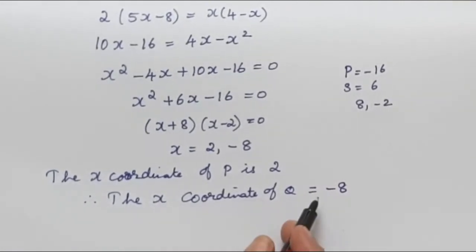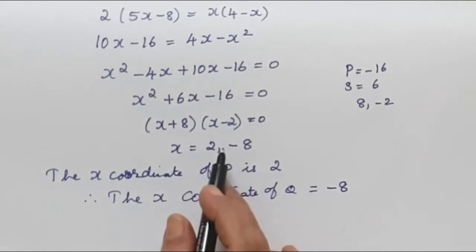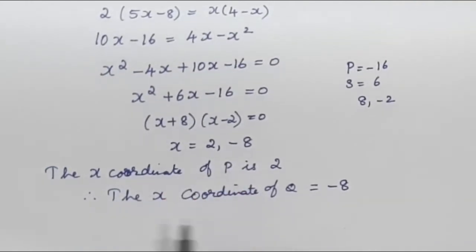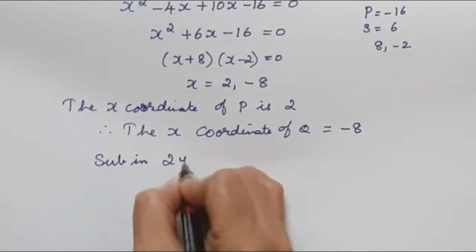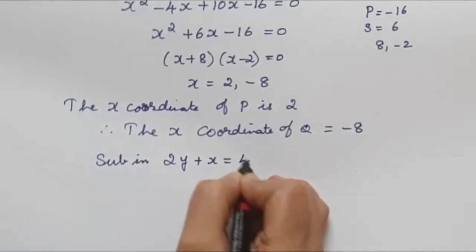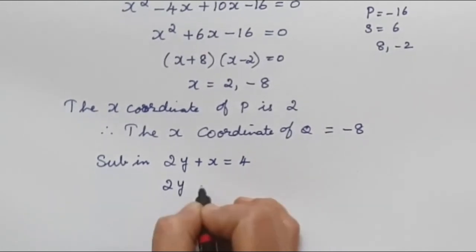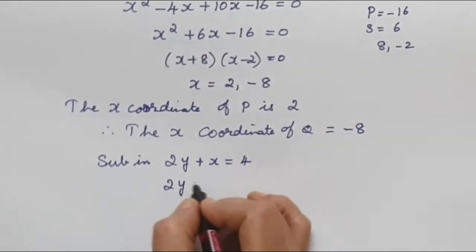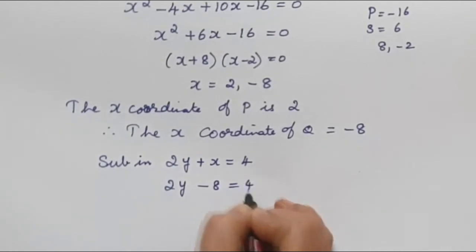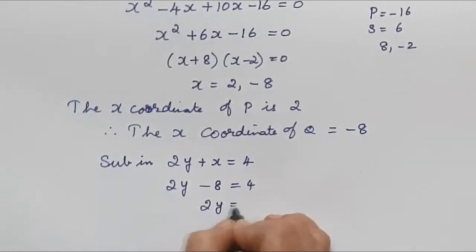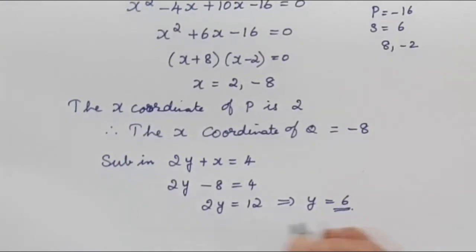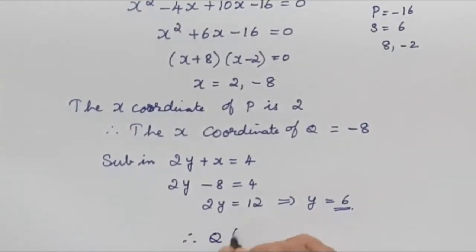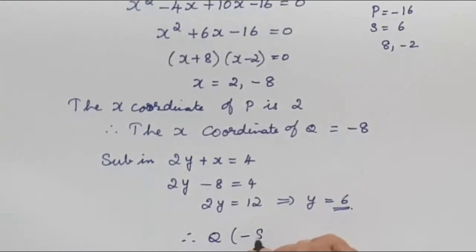So now substituting this value for x in the equation of the normal or in the curve, you will get the y coordinate. So substituting in 2y plus x equal to 4, it will be 2y minus 8 equal to 4. So 2y will be equal to 12, which implies y will be equal to 6. Therefore, the coordinate of Q is x equal to minus 8 and y equal to 6. Thank you.